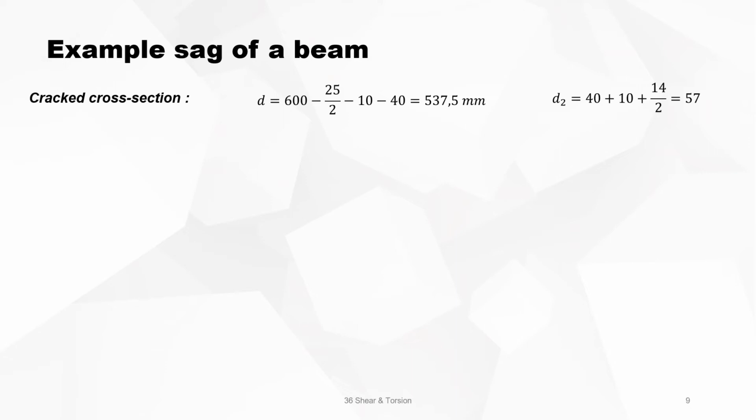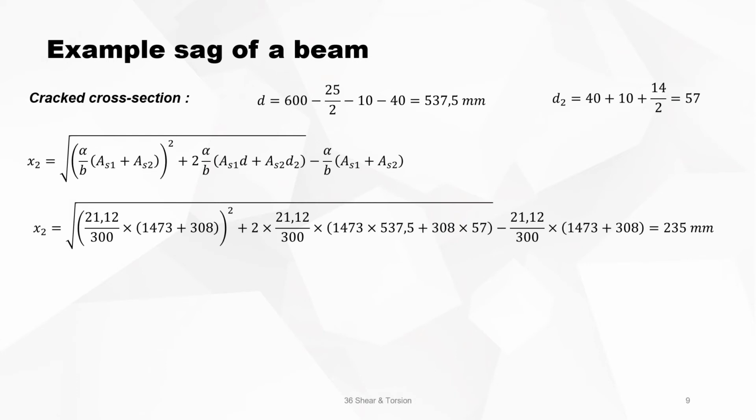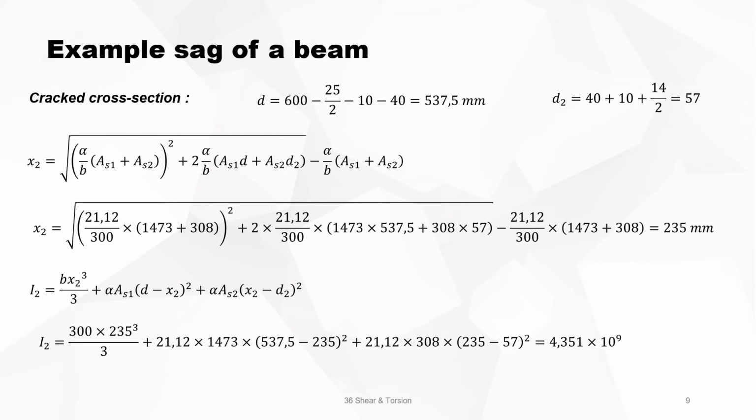Now we do the same for the cracked cross section. The depth of the neutral axis is now 235 millimeters, and the moment of inertia is now 4.3 10 to the power 9.